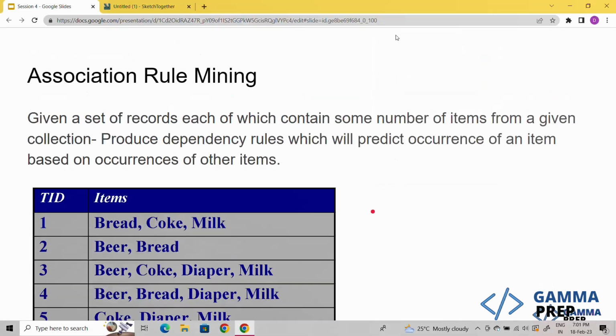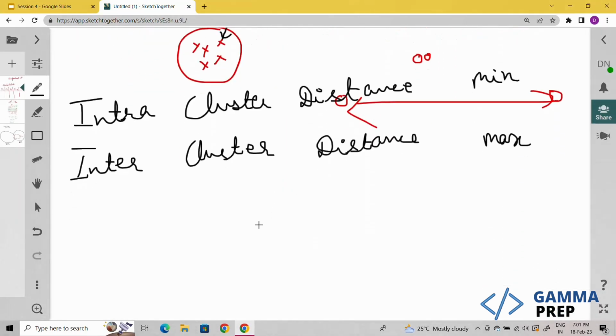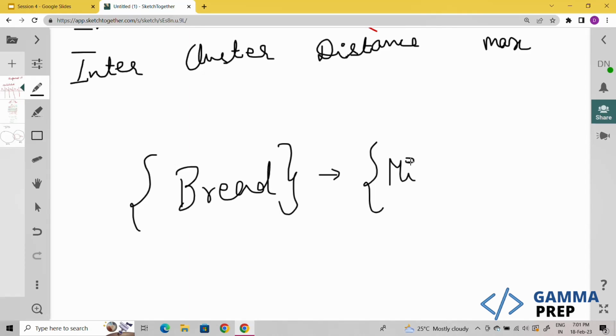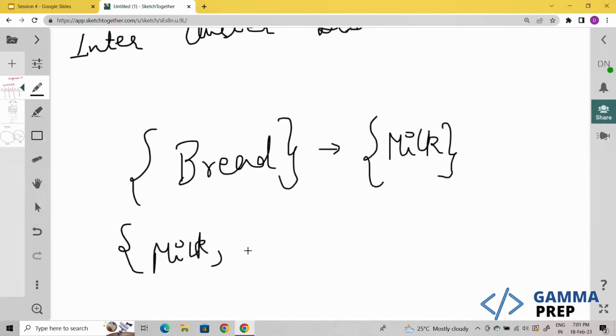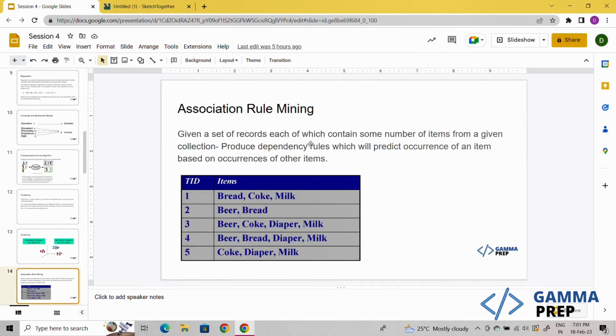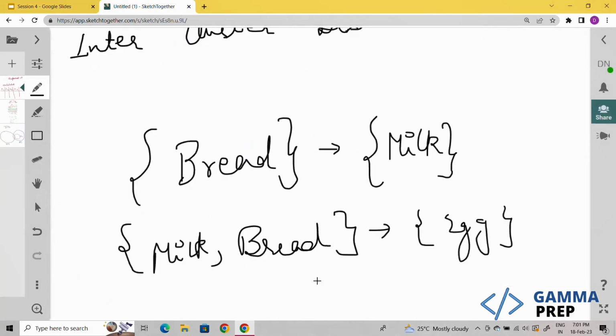Now in association rule mining, what are we trying to do? We are trying to create some rules like, if a person buys bread, then there are chances that he will buy milk also. If a person buys milk and bread, there are chances he will buy egg also. So based on the transaction data, I'm trying to come up with rules like these. So basically, if a person has bought some things, then what are the other items that he or she can buy? So these are the association rules that I'm trying to generate.